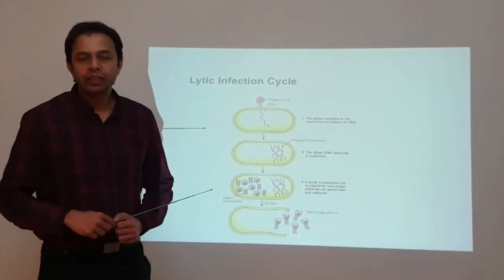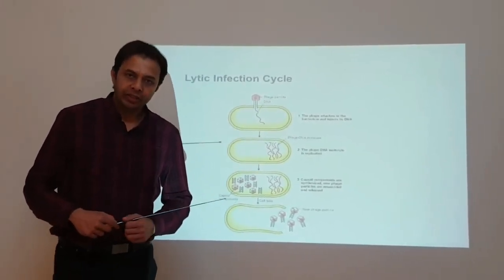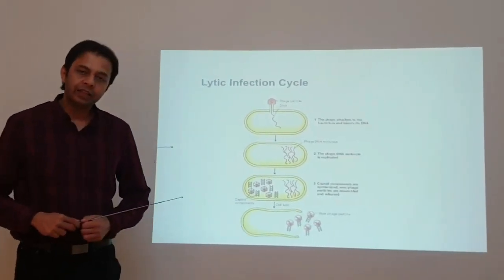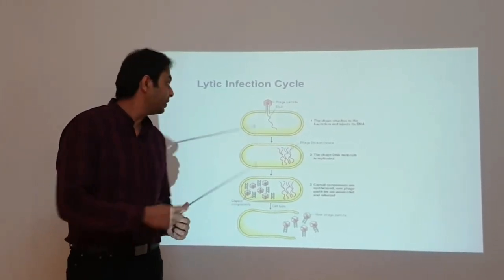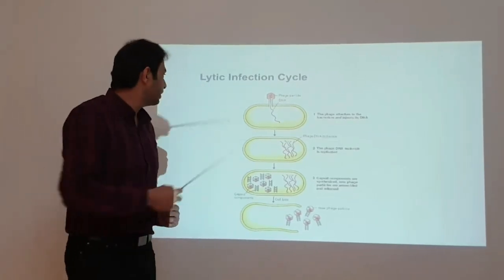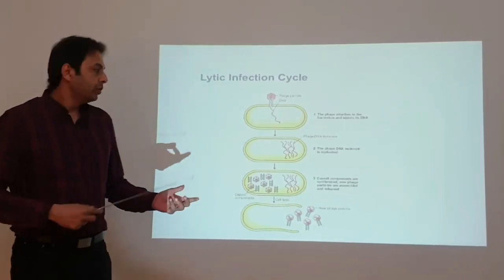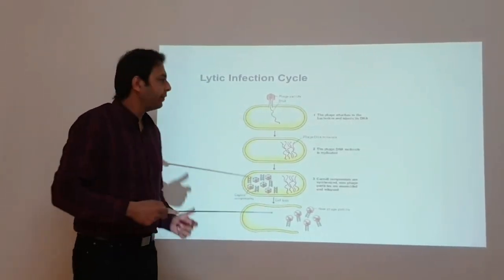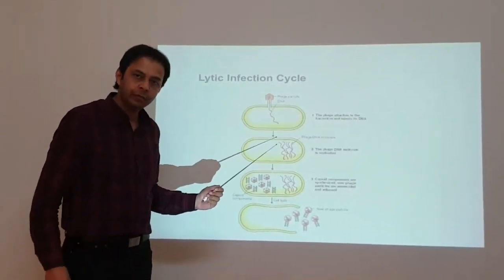Now we learn how the viruses infect the bacteria and complete their life cycle. The infection cycle can be divided mainly into two types: the lytic infection cycle and the lysogenic cycle. First, the lytic infection cycle. In the lytic infection cycle, the virus first attaches at the surface of the bacteria, and after the attachment it injects its DNA into the bacterial cell.